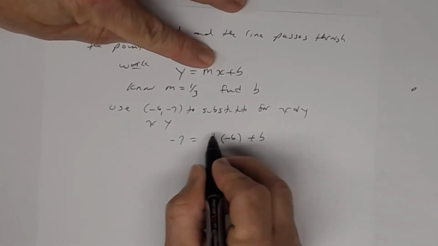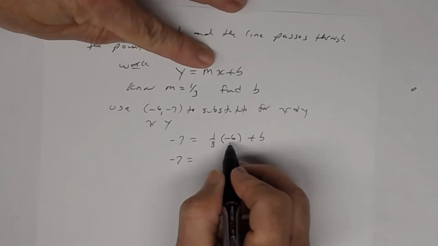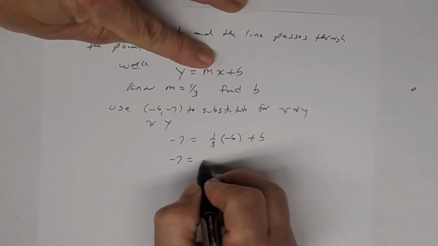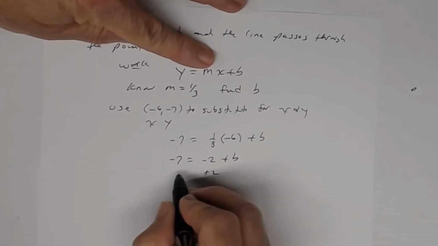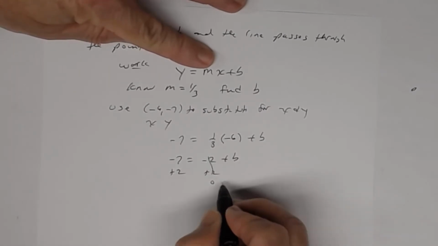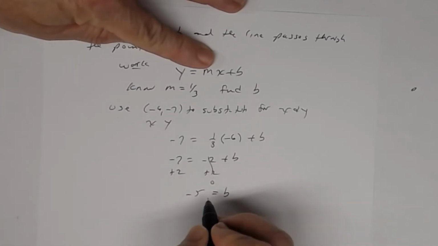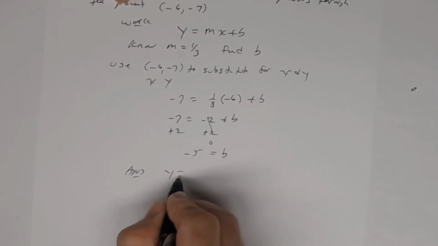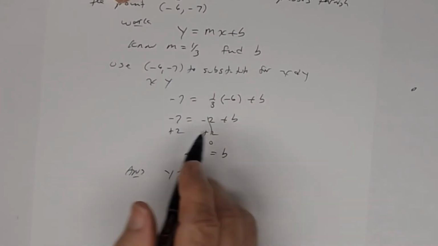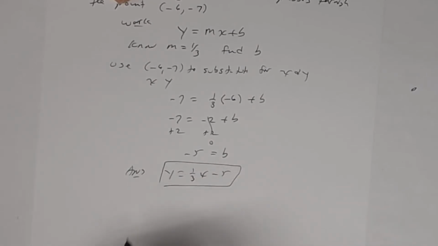All right, so simplifying this product right here, I get -7 equals 1/3 times -6, which is -2, plus b. And almost done. Add 2 to both sides to solve for b. And I get, this is 0, so I get b equals -7 plus 2, which is -5. So I found the y-intercept. So the answer will be y equals m, which is 1/3, times x minus 5. There's your answer. I found b, and b is -5.